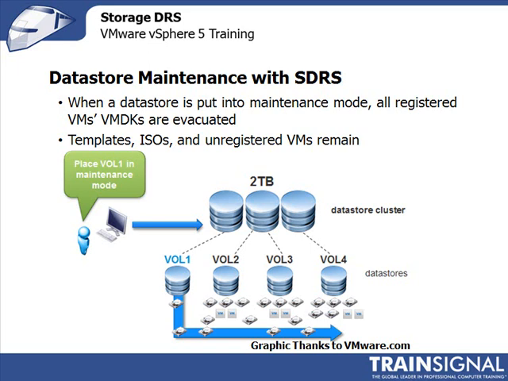SDRS can even help you when it comes to data store maintenance. Say there's a data store that you need to shut down for maintenance. Maybe that SAN LUN has been degraded and you want to swap out one of the disks in the LUN, and during that time you'd like to evacuate all the virtual machines off of that data store. You can place a data store on a volume into maintenance mode, just like you do with an ESXi host. When you place an ESXi host into maintenance mode, the virtual machines can be evacuated using vMotion. You can do the same thing with data store maintenance by placing a data store into maintenance mode. SDRS can automatically evacuate those virtual machine disk files to other available data stores that have adequate space and are providing good I/O throughput. Templates, ISOs, and unregistered virtual machines will remain on that data store when you perform data store maintenance, so you might want to keep that in mind.